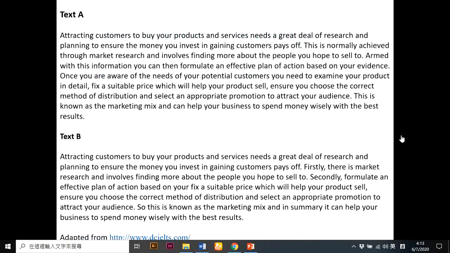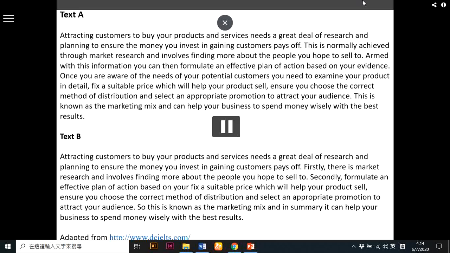Now, these two texts contain similar information, but the information is presented in a different way. I'm going to give you some time to read these texts. I want you to decide which do you think is the most cohesive.